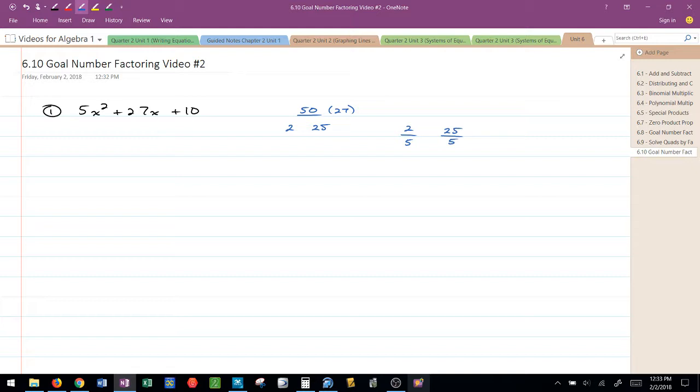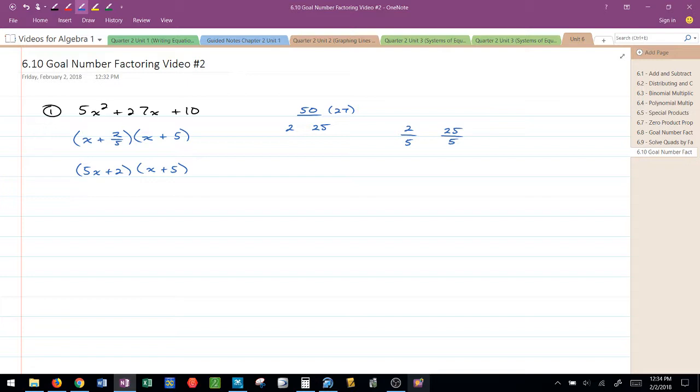All right, I simplify those fractions if I can. The first fraction, 2/5, I can't simplify. The second fraction, 25 over 5, I can simplify to 5. Now, the problem is we have this fraction in the first one. To make this fraction disappear, I'm going to multiply both x and 2/5 by the denominator of 5. That creates a binomial of 5x plus 2. That 5x plus 2 times x plus 5 is what I believe my factorization should be.